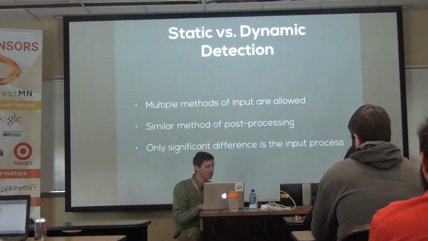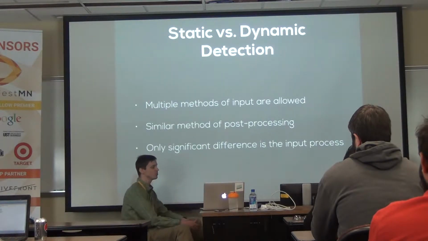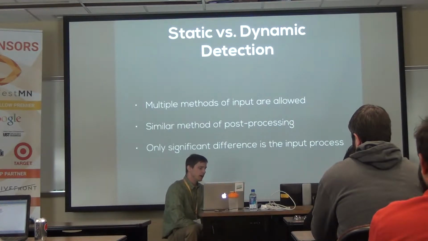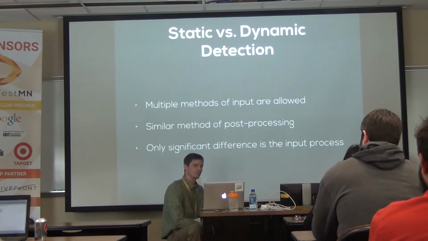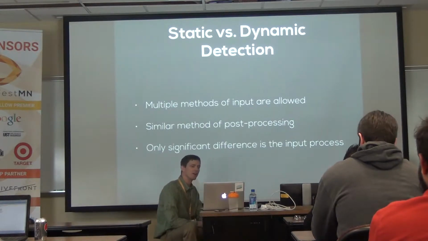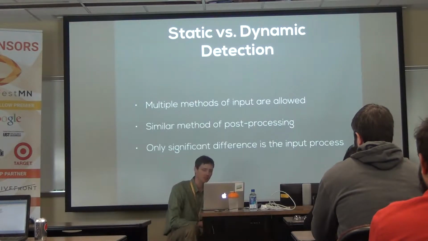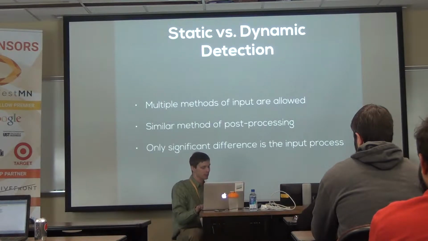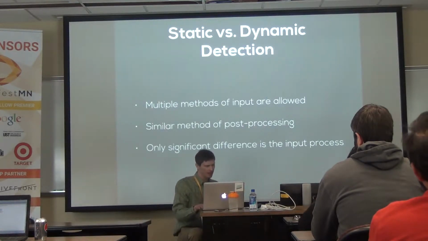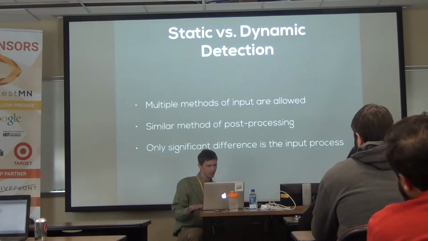So as I said before, there are multiple methods of input. There's static, just bitmaps, and then there's the dynamic camera. Part of the realization that I came to is that once you have this barcode or face, the post-processing and display of this is pretty much identical. So those can be combined into one. And as I mentioned before, the only difference is the input process. So actually, let's look at the input process here.